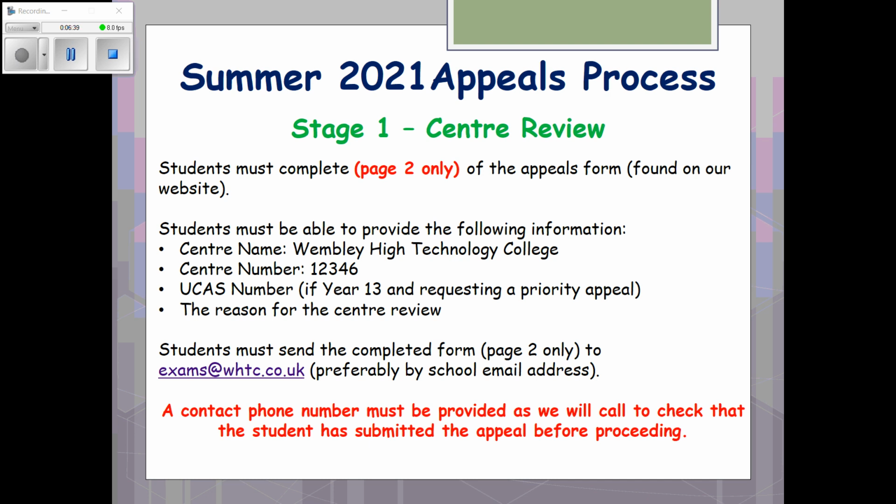Once page 2 is completed, students must send this to exams@whtc.co.uk, preferably from their school email address. Please, in that email, provide a phone number that we can contact you on, because we will not proceed with the appeal until we have called you and spoken to the student directly to confirm that you want to go ahead with the centre review appeal.